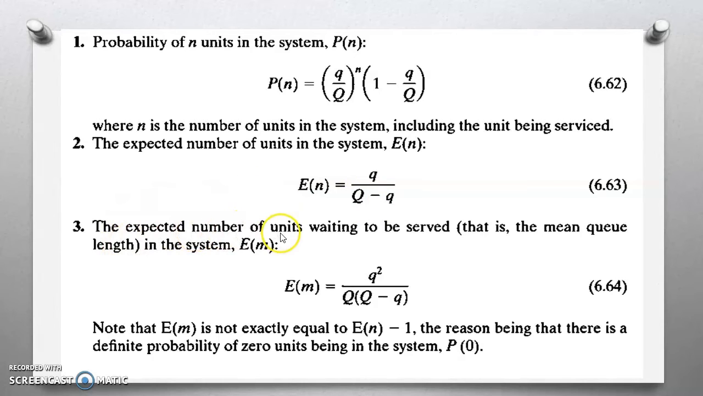The expected number of units waiting to be served in the system, E(m), is equal to rate of arrival squared over the service rate multiplied by the service rate minus rate of arrival. Note that E(m) is not exactly equal to E(n) minus 1. It's because there is a definite probability of 0 units being in the system.